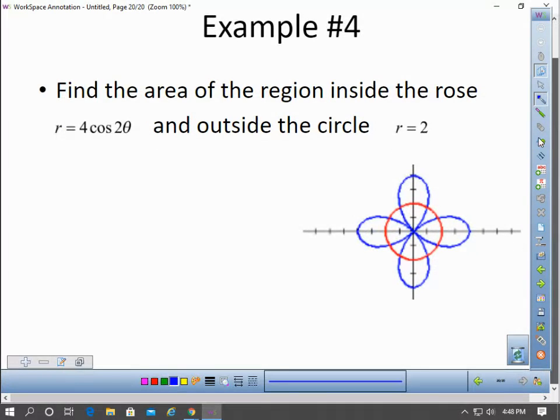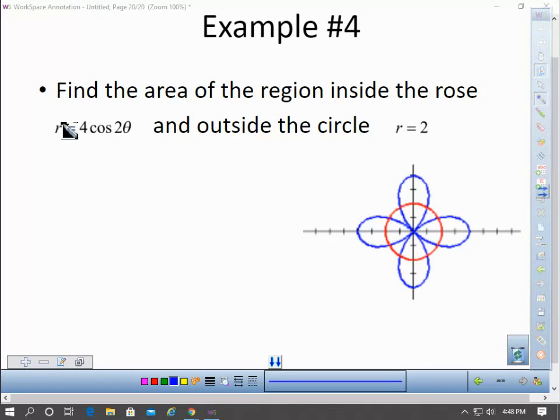All right, and this last problem is kind of cool, so I just wanted to do it real quick. All right, find the area of the region inside the rose. So we want inside the rose, but outside the circle. So we want these areas out here. Inside the rose, but outside of the circle. So I want the area of these 4 little tips out here.